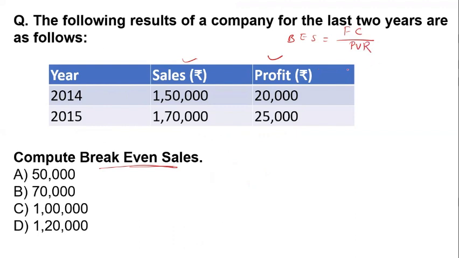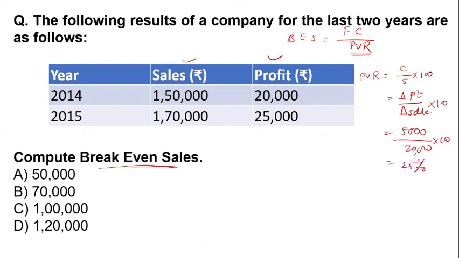Okay, and how do you calculate the PV ratio? PV ratio is contribution divided by sale multiplied by 100. And the other formula is change in profit divided by change in sale, which is also the formula of the PV ratio. So change in profit, that is 5,000, divided by change in sales, that is 20,000, multiplied by 100, so that is 25%.